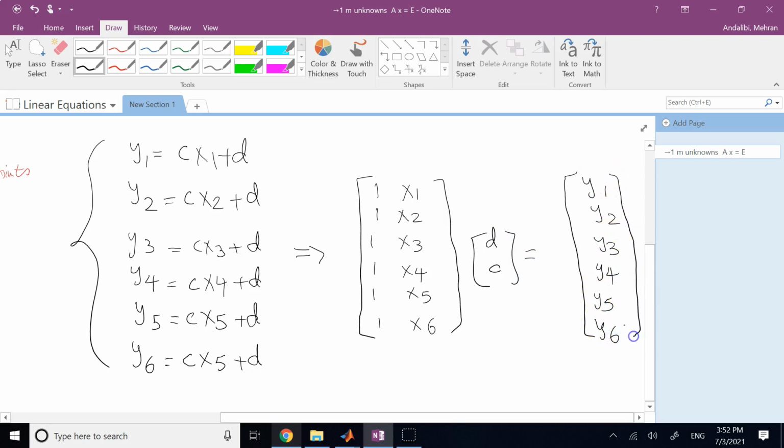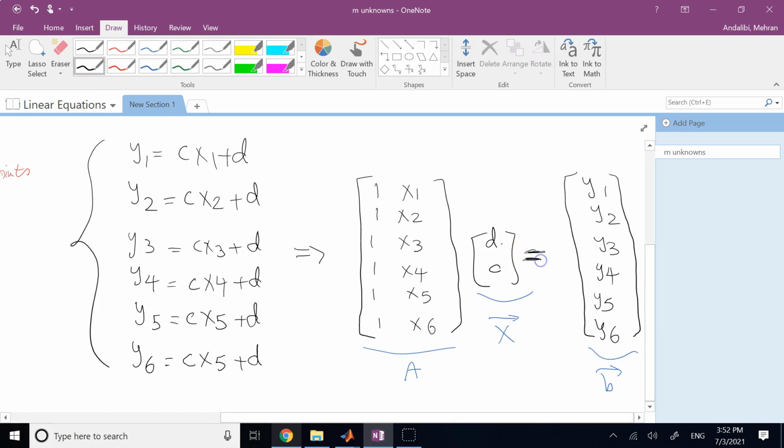Correct? So you clearly see that now you have two unknowns. This is your matrix A, that is your right-hand side vector B, and this is your unknown vector X. Clearly you cannot solve, as I said. There is no solution whatsoever. You can never find an accurate, exact solution.